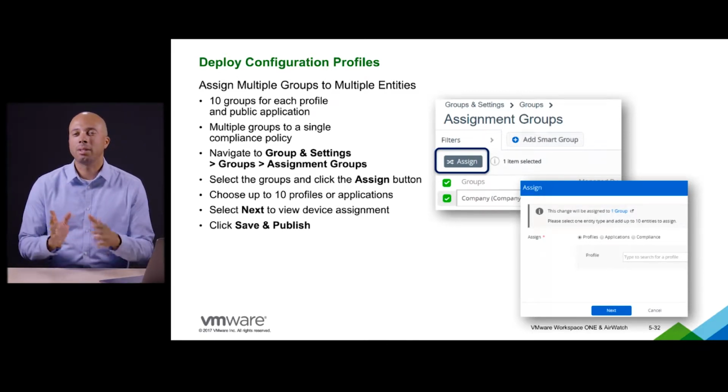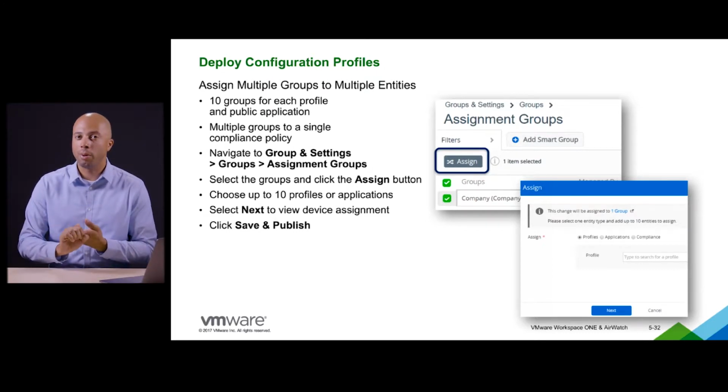But let's go over a list of items that can be assigned to an assignment group or a smart group. Profiles, applications, compliance policies. If you want to assign one of those three things, then you're going to use an assignment group or a smart group. And the assignment group will already be made and configured for you. All you have to do is just click on it.